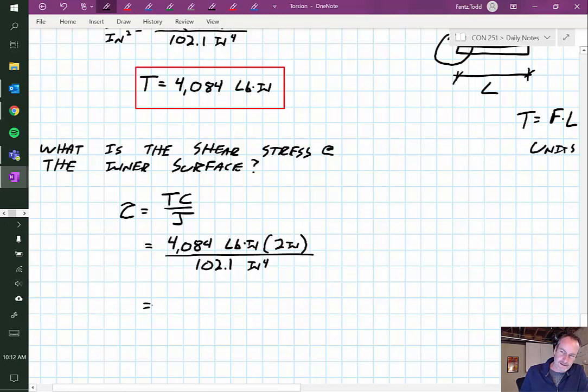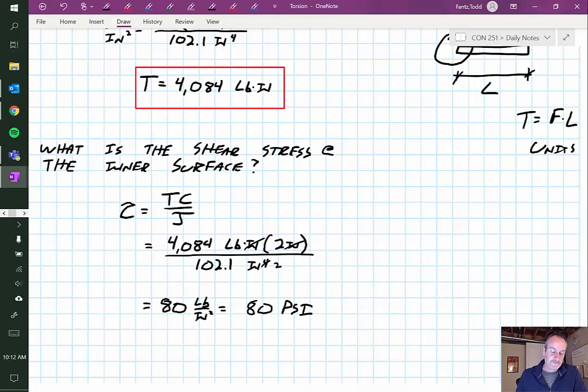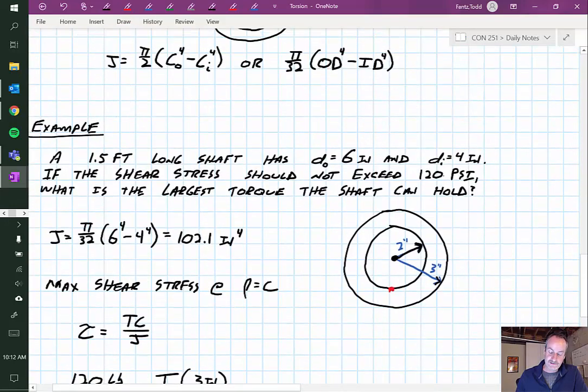I ended up with something like 80, and then my units would be, and you could follow your units here, because I have this inches with that inches gives me inches squared. So this becomes inches squared on the bottom because 2 on the top cancel out 2 on the bottom, and then I have pounds on top, so I have pounds over inches squared, which is the same units we've been using all along when we say psi, pounds per square inch, when we talked about stresses. So now we have a shear stress on the inner surface of 80 psi, and a shear stress on the outer surface would be 120 psi.